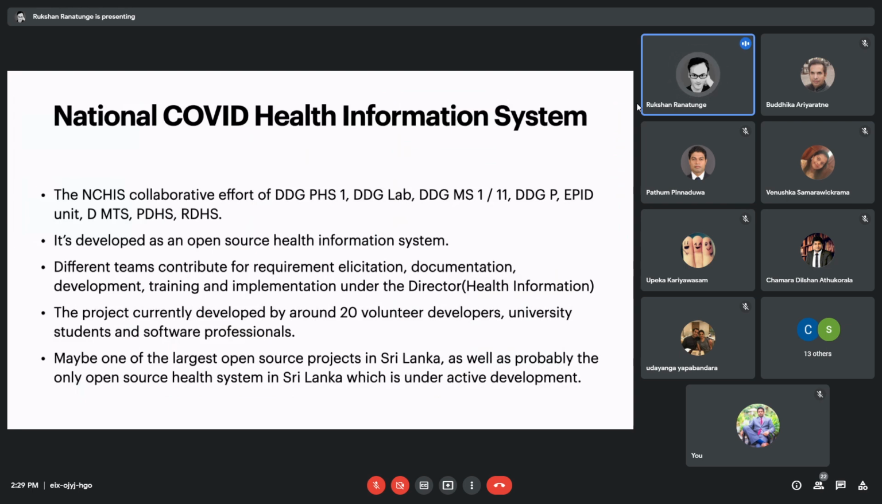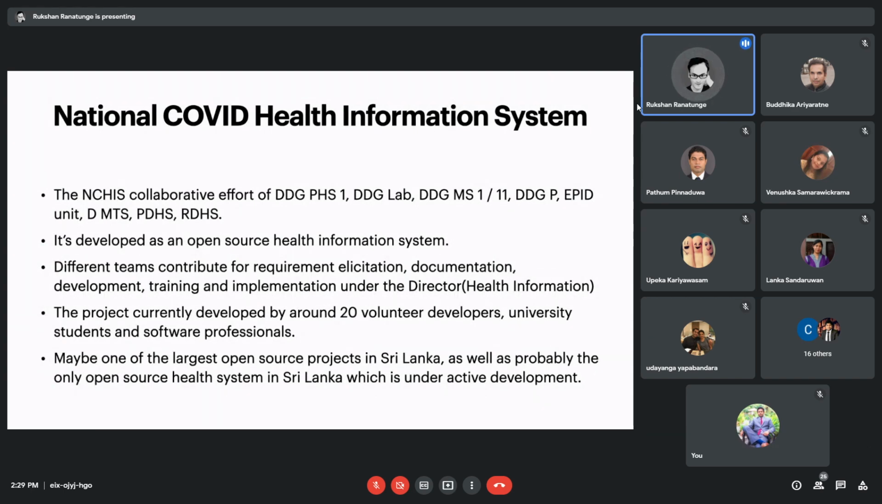Now coming back to the National COVID Health Information System, it is a health system which is fully open source and developed to tackle the COVID-19 pandemic in Sri Lanka. It is developed with contributors and various stakeholders from the Ministry of Health, the Epidemiology Unit, the regional as well as provincial directors of health, and so on. Different teams contribute to assess the requirements, for documentation, development, training, and implementation, and all of them are coordinated under the Health Information Director.